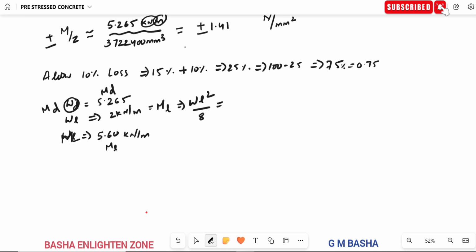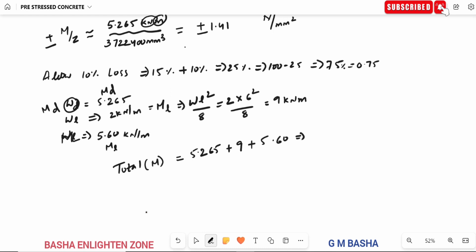So W will be 2 kilonewton per meter, the length of the span will be around 6 meters, divided by 8. So how much will you get? 9 kilonewton meter. So the total bending moment will be equal to the dead load bending moment, 5.265, plus the live load bending moment, 9 kilonewton meter, plus the moving point load, 5.60. Totally you will get 19.865 kilonewton meter. This is the M value.